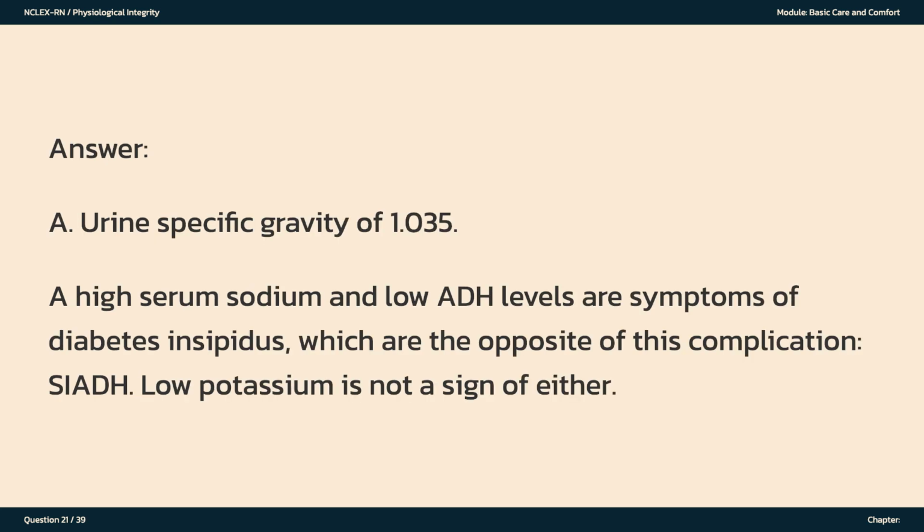The answer is A. Urine-specific gravity of 1.035. A high serum sodium and low ADH levels are symptoms of diabetes insipidus, which are the opposite of this complication. Low potassium is not a sign of either.